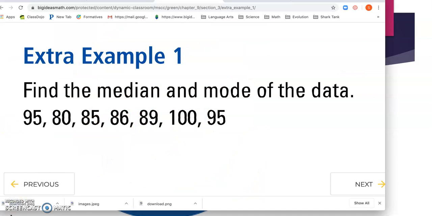Okay, for this one, I want you to go ahead and look at these numbers, find the median, mode, and the range of these numbers, please. Go ahead and press pause and go ahead and complete this.